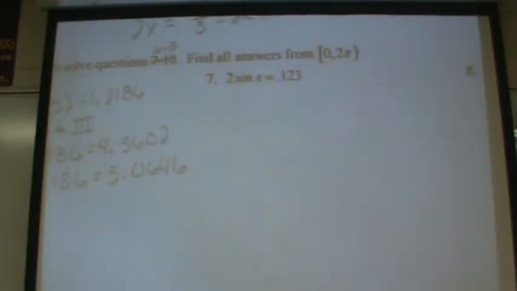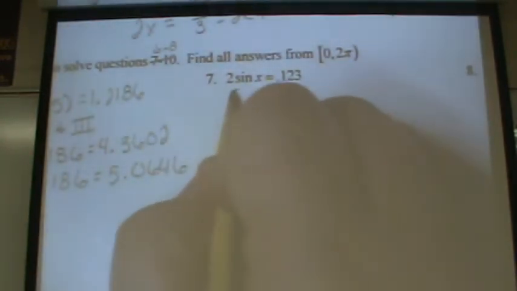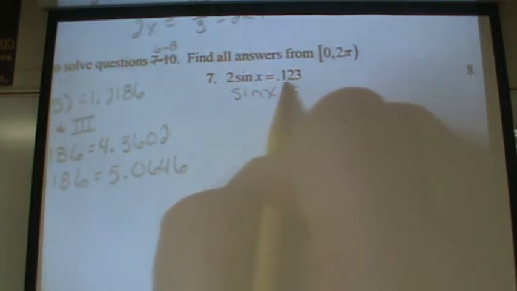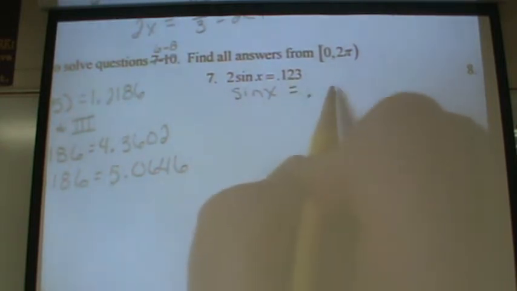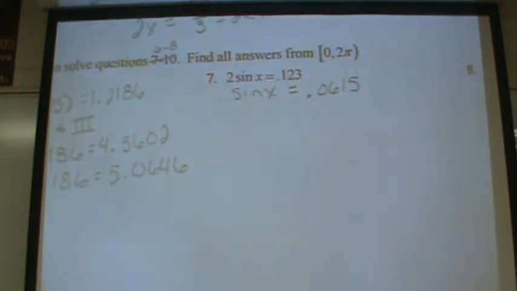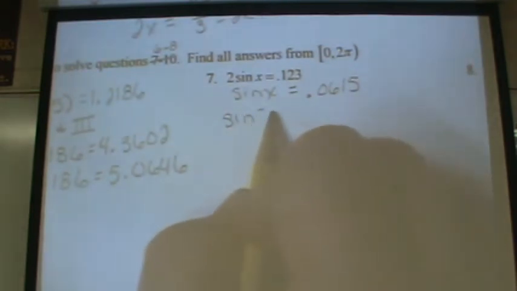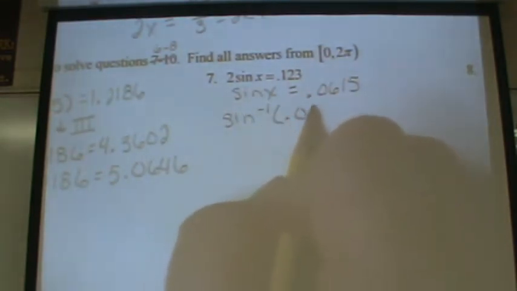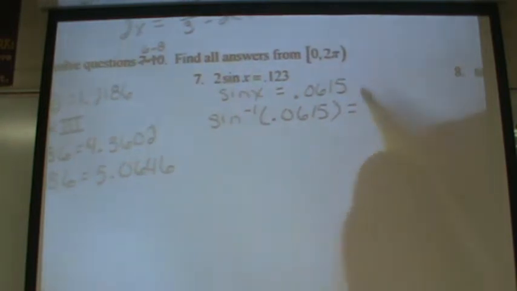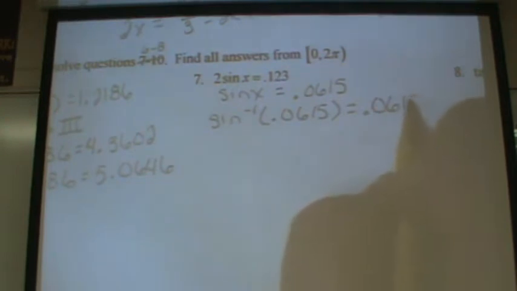Number 7. We want to isolate our sine first, so we're going to divide by 2. So we have sine x equals 0.0615 when you divide by 2. So we're going to take the inverse sine of that 0.0615, and that gives us 0.0615 back.